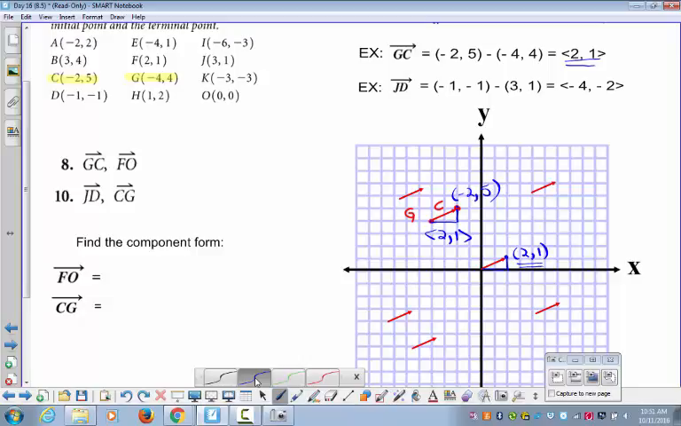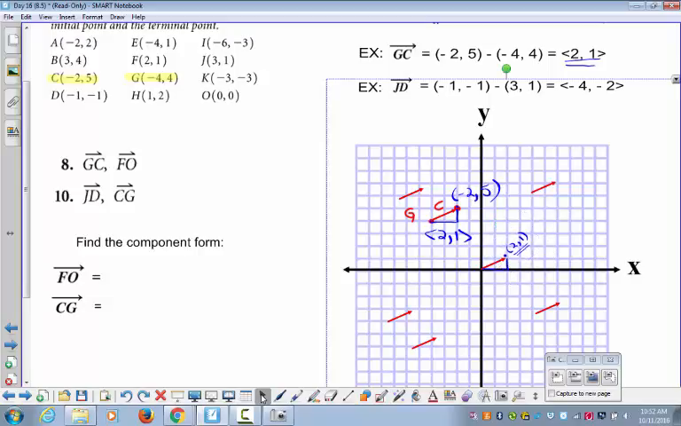Okay? So let's take a look at this one. So JD, that means the vector from J to D. We look at J. J is 3, 1. Let's move some of this stuff around. Let's just rotate it out of the way. All right, so 3, 1 is right here. There's 3, 1. That is J. Let's label it J. And then we're going to D, and D is negative 1, negative 1. So D is down here at that point right there.